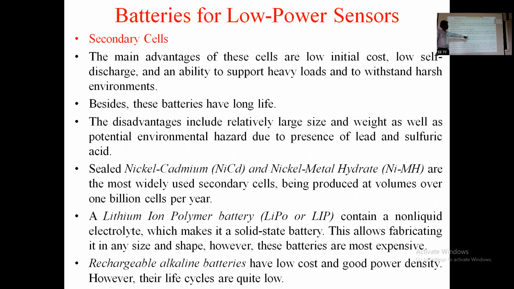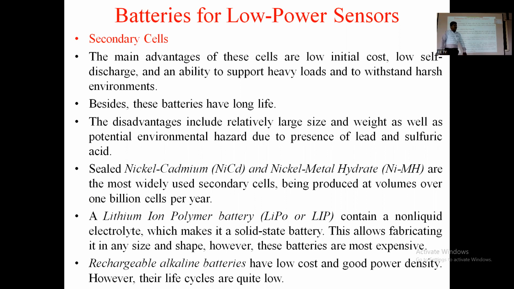OK, so having a large size and hazardous to the environment. If it is hazardous to the environment, that means it is hazardous to the human also. Now, nickel cadmium type of batteries will also come under the secondary cell.